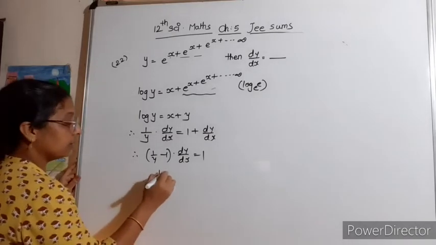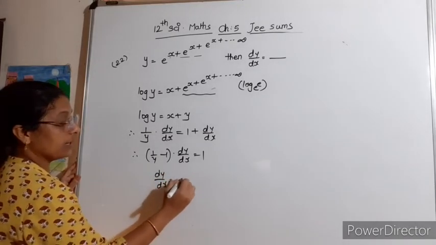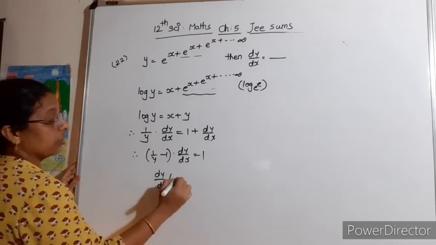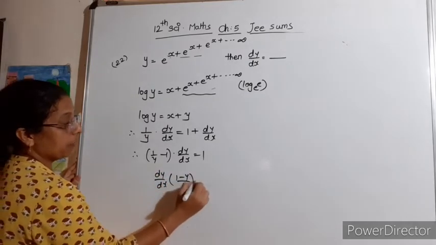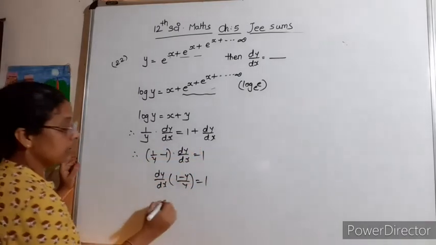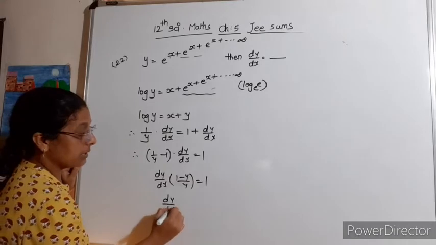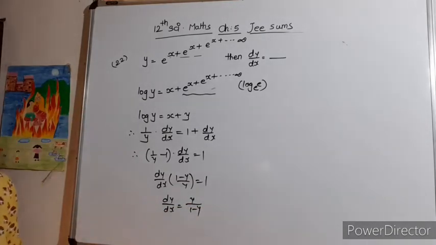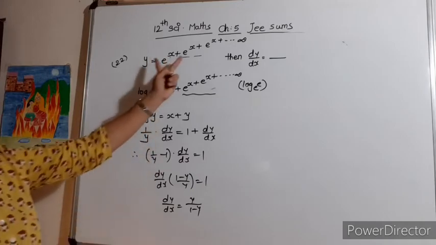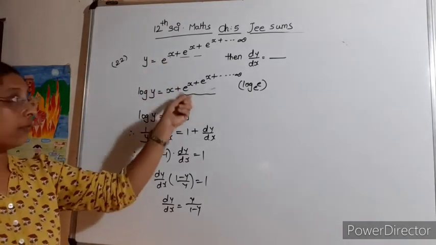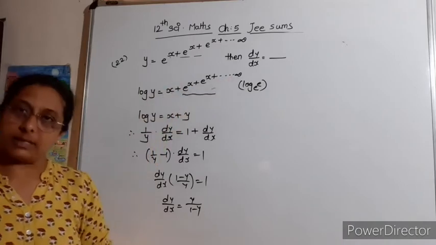So it is equal to 1 upon y minus 1, times dy by dx, is equal to 1. So dy by dx is equal to, here we simplify and then write, 1 minus y upon y is equal to 1. This side it goes to the reciprocal form. So dy by dx is y upon 1 minus y. You understand, it is very easy but looks like, oh what is this? But when you apply the log and replace by y, it becomes easier.